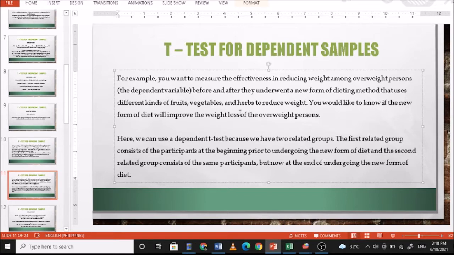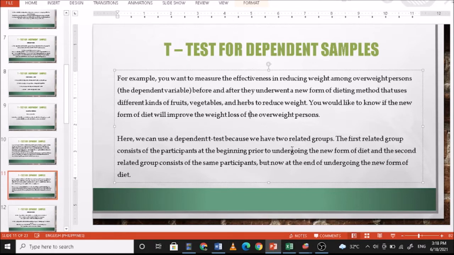Or you can also use the dependent t-test because we have 2 related groups. The first related group consists of the participants at the beginning, prior to undergoing the new form of diet, and the second related group consists of the same participants but now at the end of undergoing the new form of diet. Okay, so that's one.